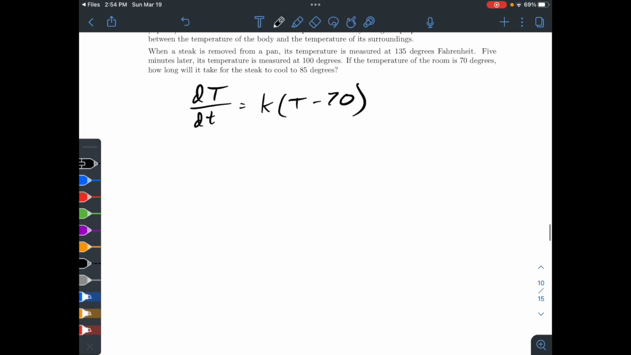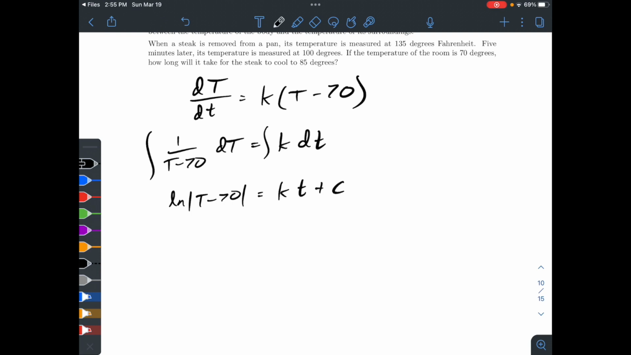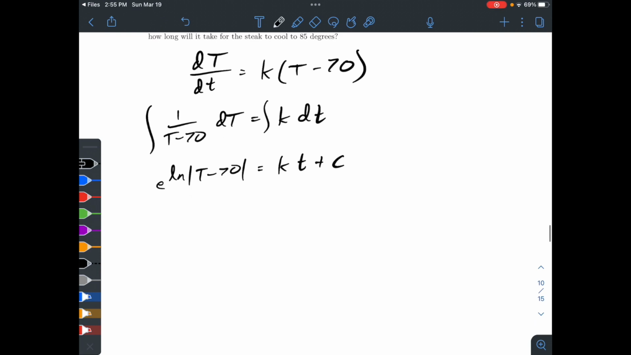Doesn't really matter. This is separable, right? So I can divide by T minus 70 on both sides. So I get 1 over T minus 70, and then multiply by dt. And then we can just integrate both sides. So we get ln of T minus 70 is equal to kt plus c, and do e to the power of both sides. We get T minus 70 is equal to c e to the kt.